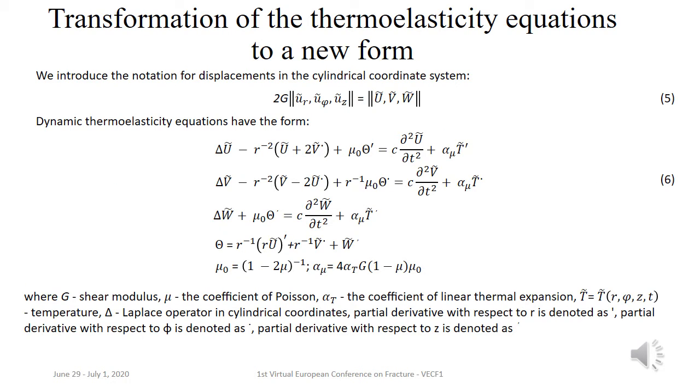We introduce the notation for the displacements in the cylindrical coordinate system, Formula 5. Considering this notation, the dynamic thermoelasticity equations have the form, Formula 6, where G is the shear modulus, mu the Poisson coefficient, alpha T the coefficient of linear thermal expansion, T the temperature field, and delta the Laplace operator in cylindrical coordinates. Partial derivative with respect to R is denoted as apostrophe. Partial derivative with respect to T is denoted as dot. Partial derivative with respect to Z is denoted as comma.